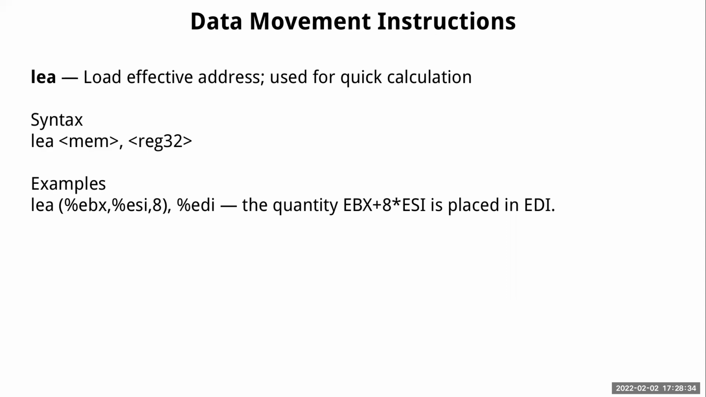If you want to move this value to EDI without using this instruction, you will use at least two instructions. The first is a multiply instruction, multiply 8 with this, right? Then you will use another add instruction, add this one. So with this instruction, we do that in a single step.